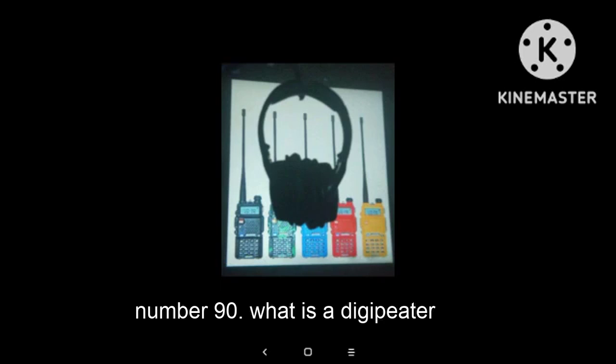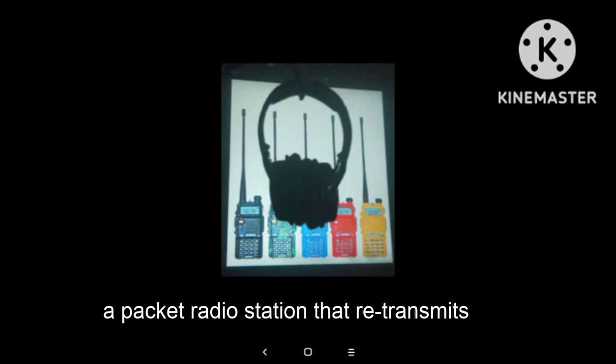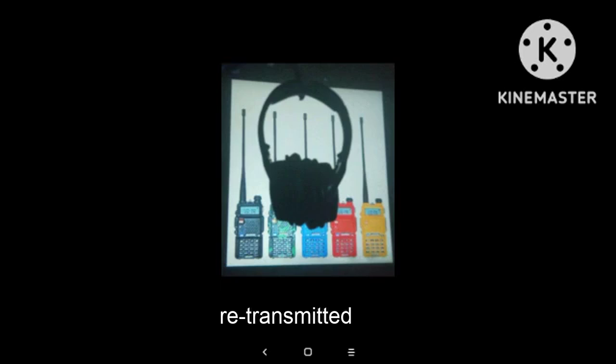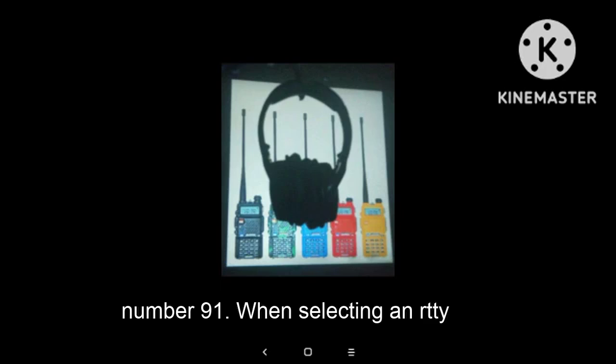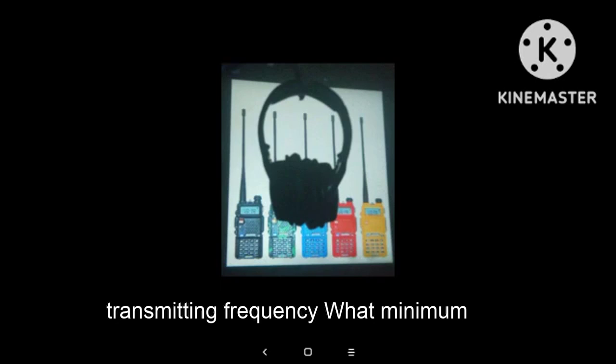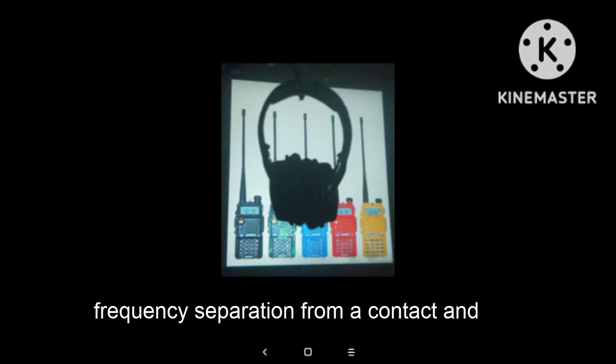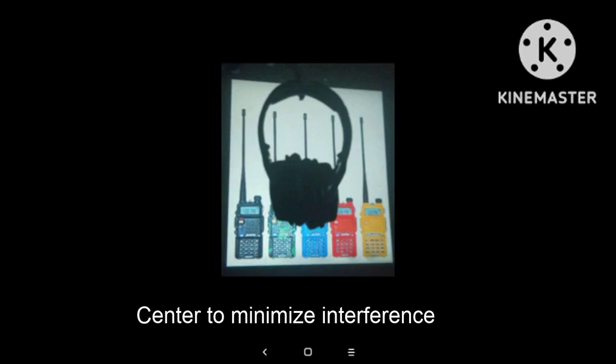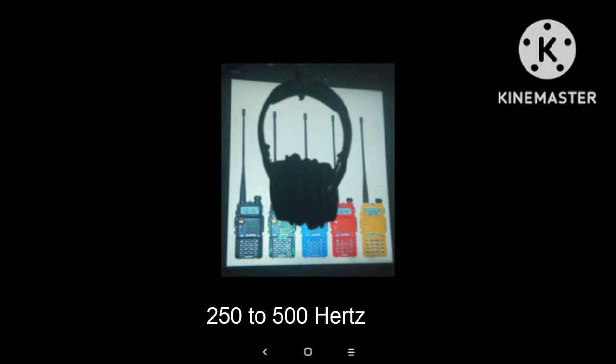Number 90. What is a digipeater? A packet radio station that retransmits only data that is marked to be retransmitted. Number 91. When selecting an RTTY transmitting frequency, what minimum frequency separation from a contact in progress should you allow center to center to minimize interference? 250 to 500 Hz.